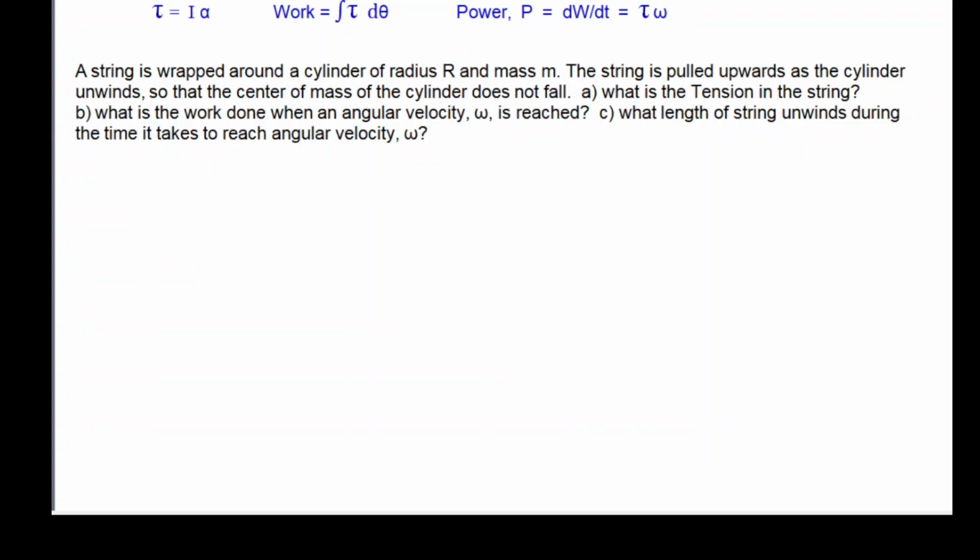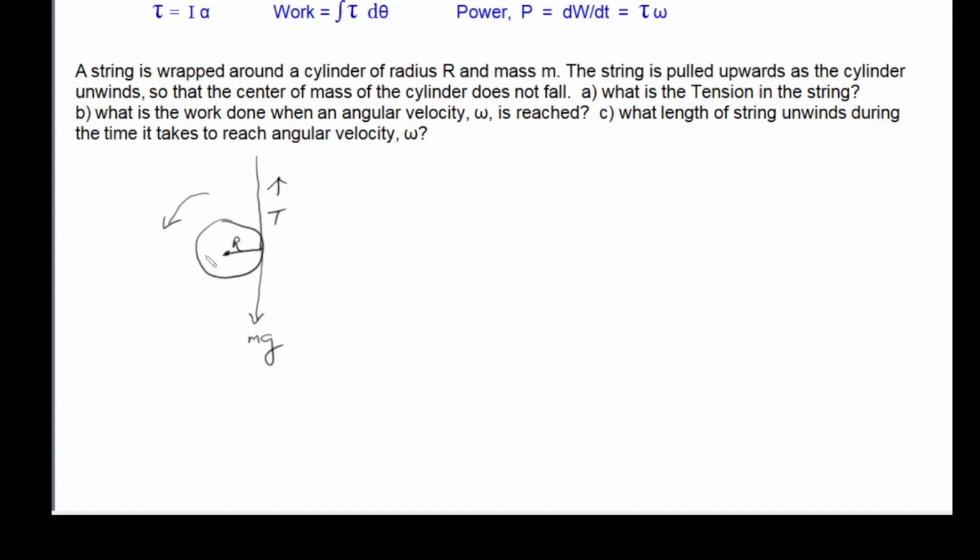So let's diagram this. We have our cylinder with string wrapped around it, and this is the string, and this is going to unwind in this direction. We have the weight of the cylinder pulling against the string, and we have the radius r of the cylinder. So as we're pulling up on the string with a tension, the weight is pulling down, and that's causing the string to unwind.